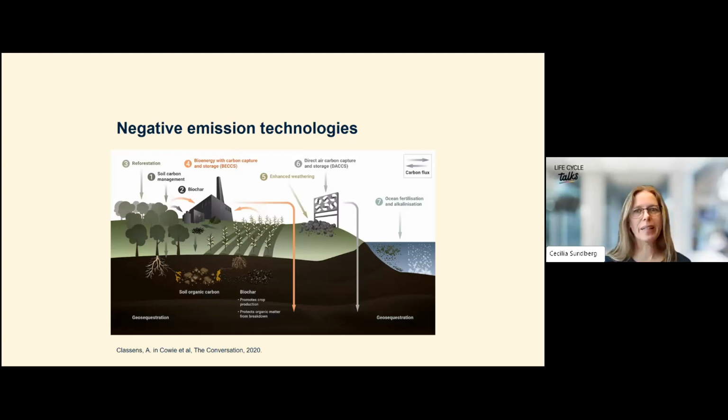There's also direct air capture of carbon dioxide and storage of this in geological storage. This can be done to take the carbon dioxide that is very diluted in the atmosphere and concentrate that. That costs a lot of energy, but is another option.